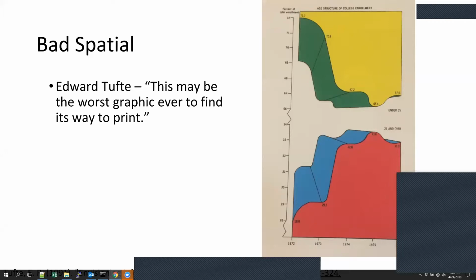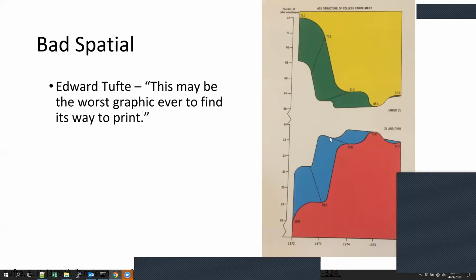The graphic I have on the right-hand side, as an example of a bad spatial relationship, looks at the age structure of college enrollment. As you can see at the top, we have one graph that is under 25, and the bottom graph is 25 and over. Initially, this tells you it's a poor representation of this information because it's not intuitive. The fact that the under 25 is above the one that says 25 and over is not the best way to lay out something like this. You'd assume they were reversed.